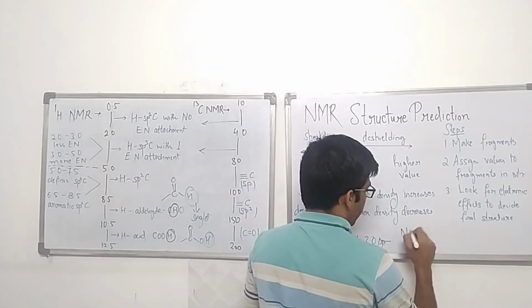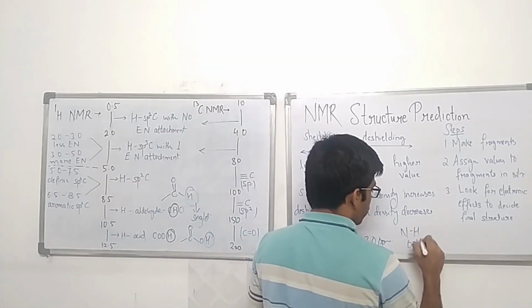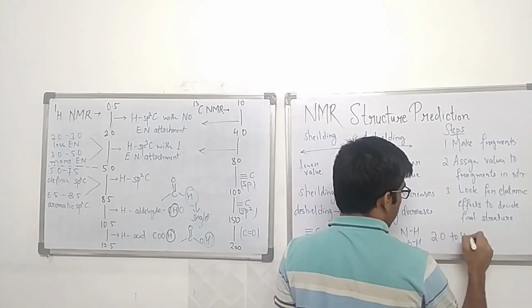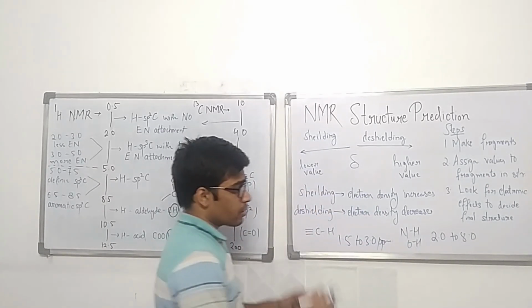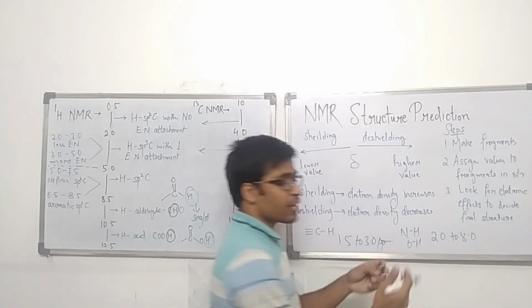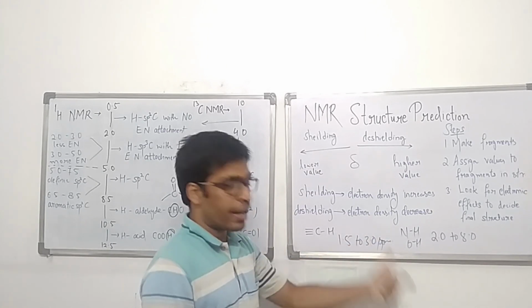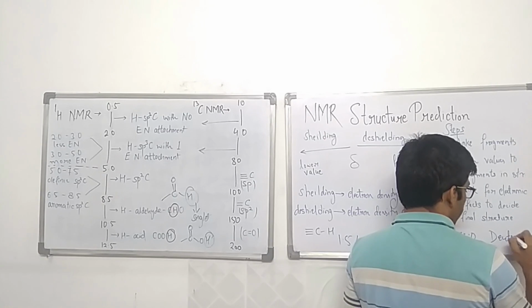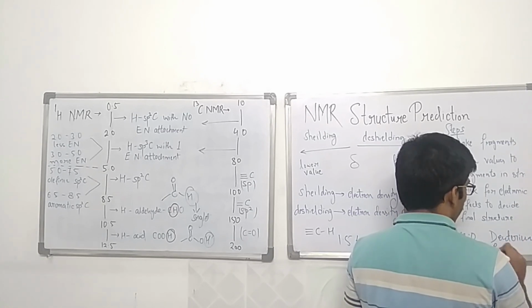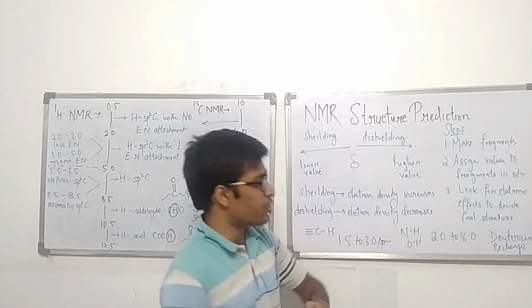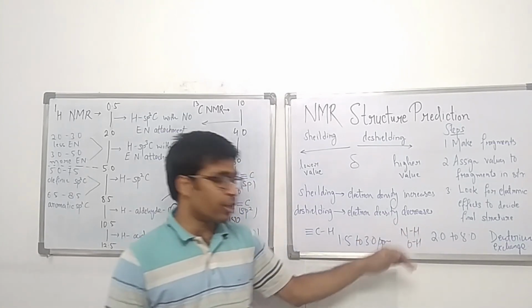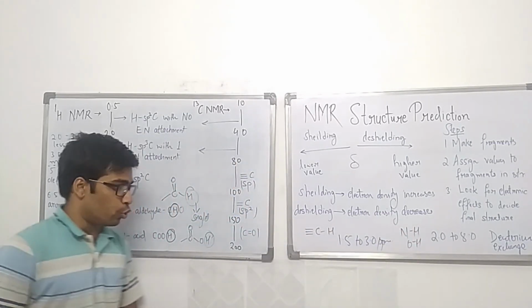And for NH or OH, it can come in the range of 2 to 8. There is no fixed value for this, but most of the time a hint is given to indicate that there is an OH or an NH group by mentioning deuterium exchange. So if anything is mentioned about deuterium exchange, there is a high possibility that there might be an NH or OH group present in the molecule.